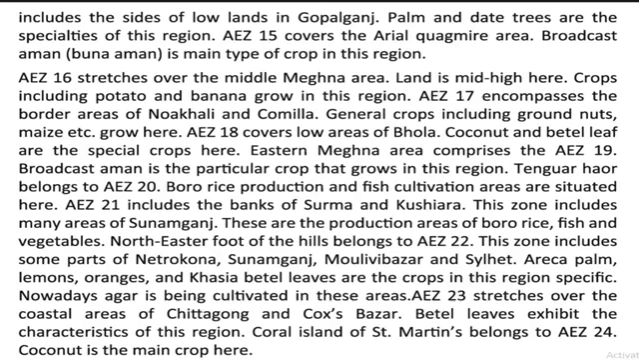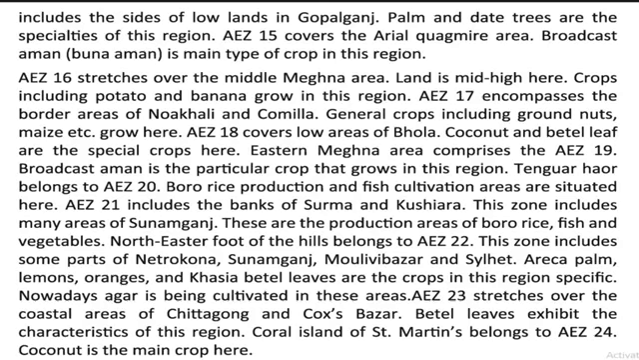Agroecological zone 18 covers the low area of the Bhola, and coconut and betel leaf are the special crops here. Eastern Meghna area comprises ecological zone 19. Zone 19 covers the low area of the Bhola, from where we can produce more coconut and betel leaf. Agroecological zone 19 consists of the Meghna, and broadcast almond is the particular crop that grows in this region. And Tengor, however, belongs to agroecological zone 20.